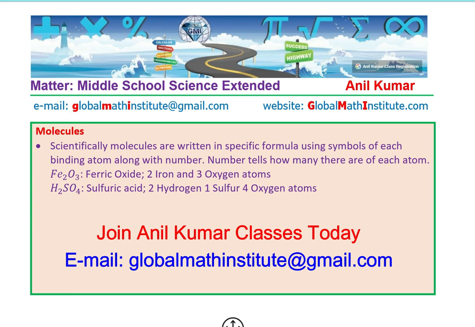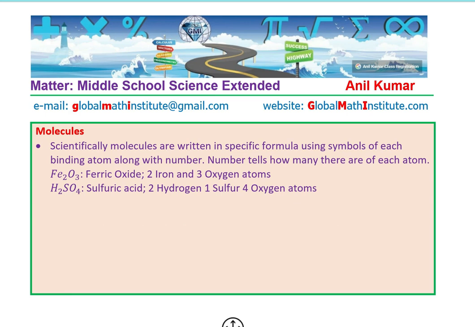So Fe2O3, which is ferric oxide, means 2 iron, Fe is iron, and 3 oxygen atoms combined together in this ratio. Similarly, H2SO4, sulfuric acid, in which we have 2 hydrogen, 1 sulfur, and 4 oxygen atoms. So these are the molecules. When we have a reaction between the molecules, we get a new molecule, which is shown here.